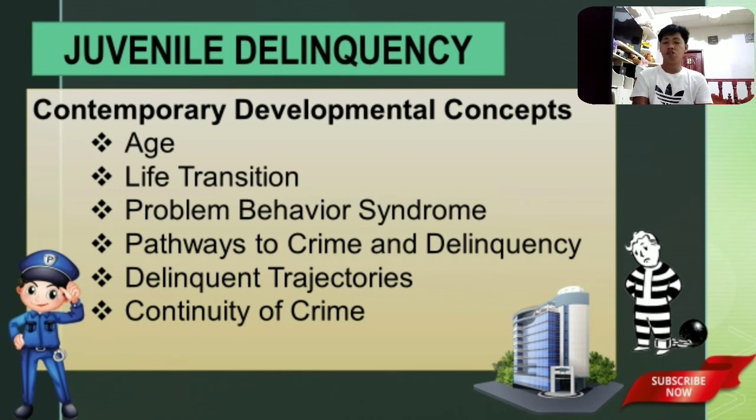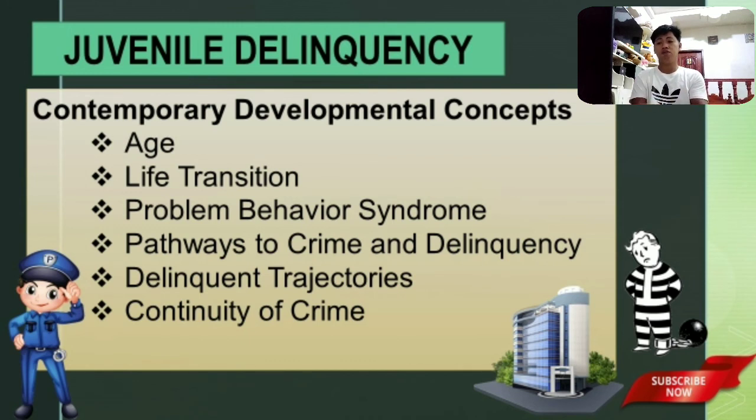Problem behavior syndrome naman, medyo taliwas yan doon sa konsepto ng life transition, wherein when we talk about problem behavior syndrome, these are the traumatic experiences that we encounter nung tayo ay mga bata, that develop into something like antisocial behavior and negative behavior. Pathways to crime and delinquency, well, again, the life experiences that we have could, of course, either make us an obedient person or a juvenile delinquent, and meron dito kasing specification on what crime will you commit.